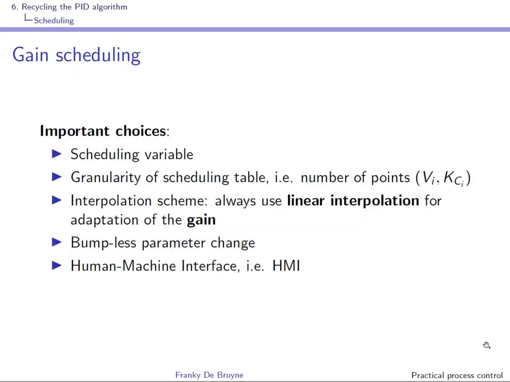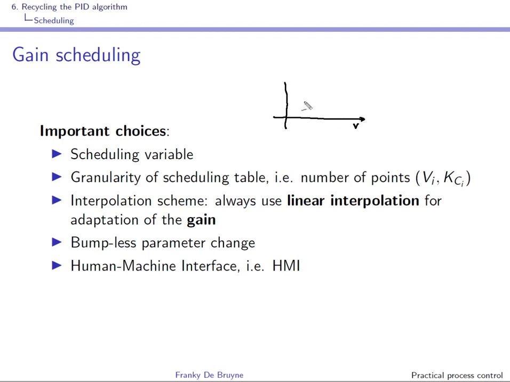Well, the important choices for gain scheduling are obviously first the scheduling variable, right? And then, well, how many points you have in your adaptation of, for instance, the controller gain, right?